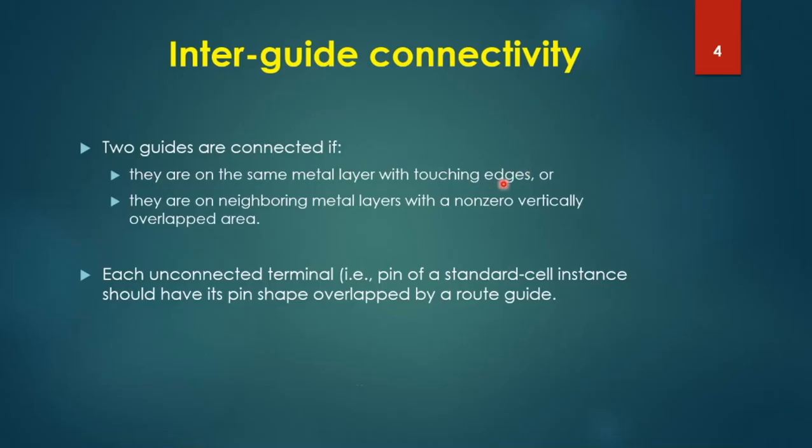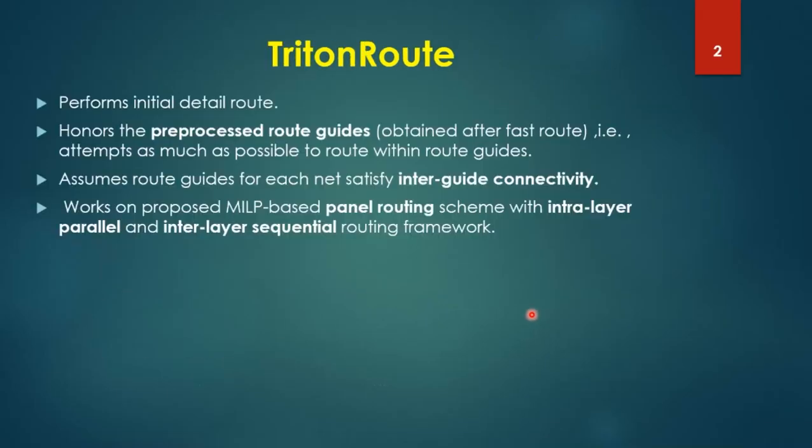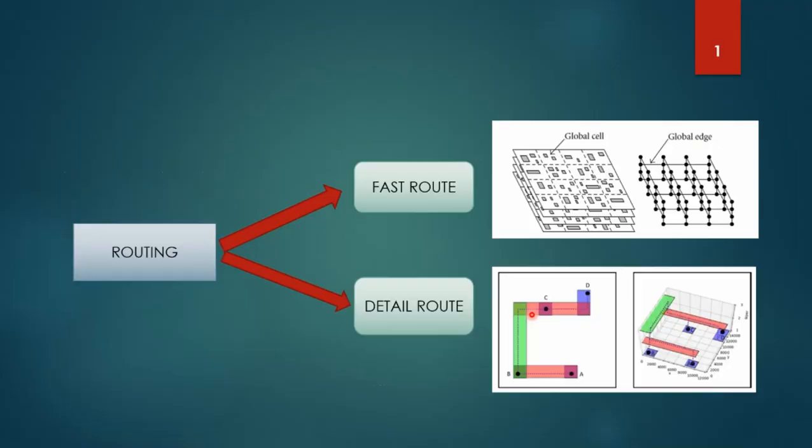And the second line says each unconnected terminal, and an unconnected terminal means the pin of the standard cell, for example, should have its pin shape overlapped by the route guide. If you see the first figure, the black dots are actually pins of the standard cell. So that needs to be overlapped by the route guide, which is done in this picture. If you see the purple box, that is actually the metal 1 route guide, and it is overlapping the standard cell pins.